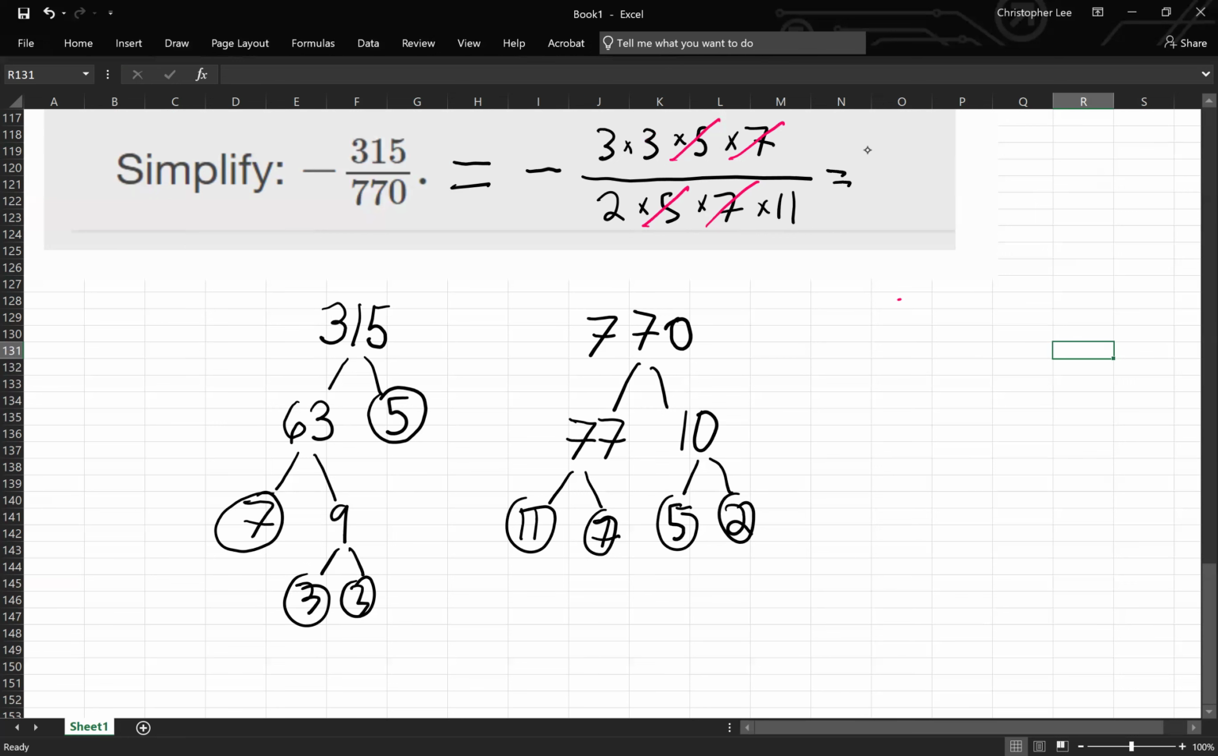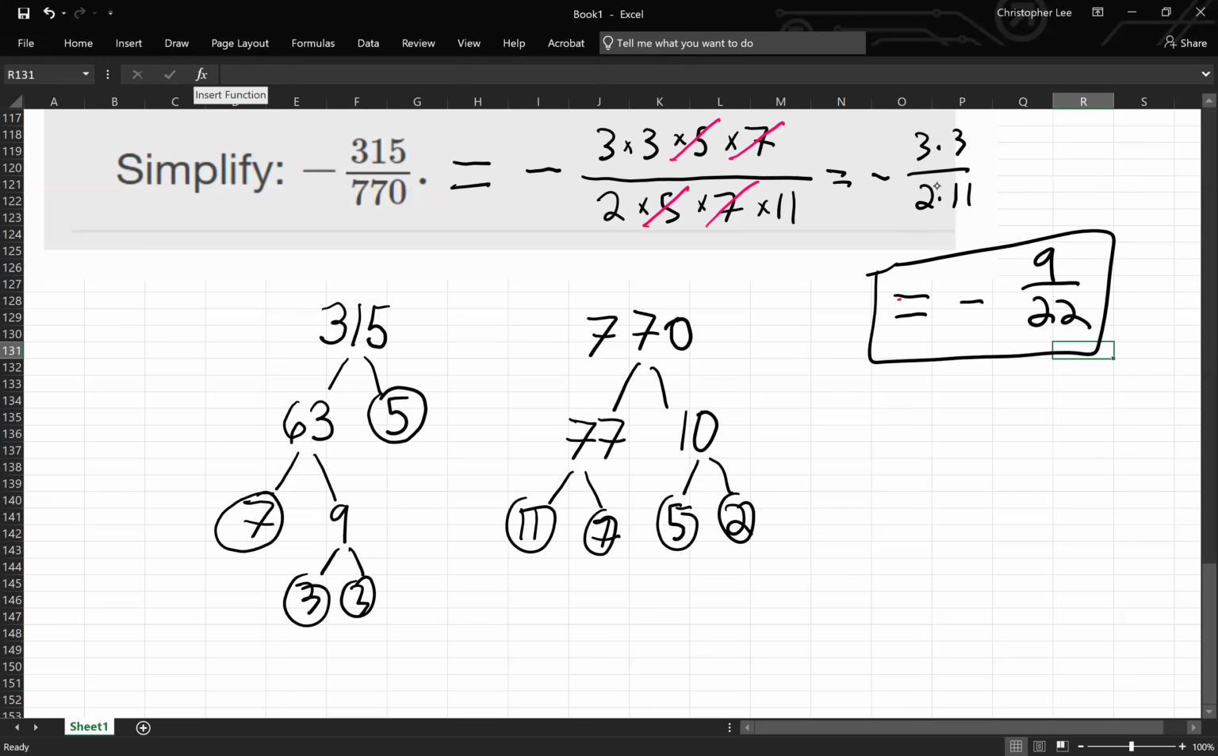I don't know why this is acting so slow. Put it all together, and then that's your final answer, right? So this is going to be negative 3 times 3 over 2 times 11. Let's do the math on that. This is negative 9 over 22. That's the reduced form of this fraction.